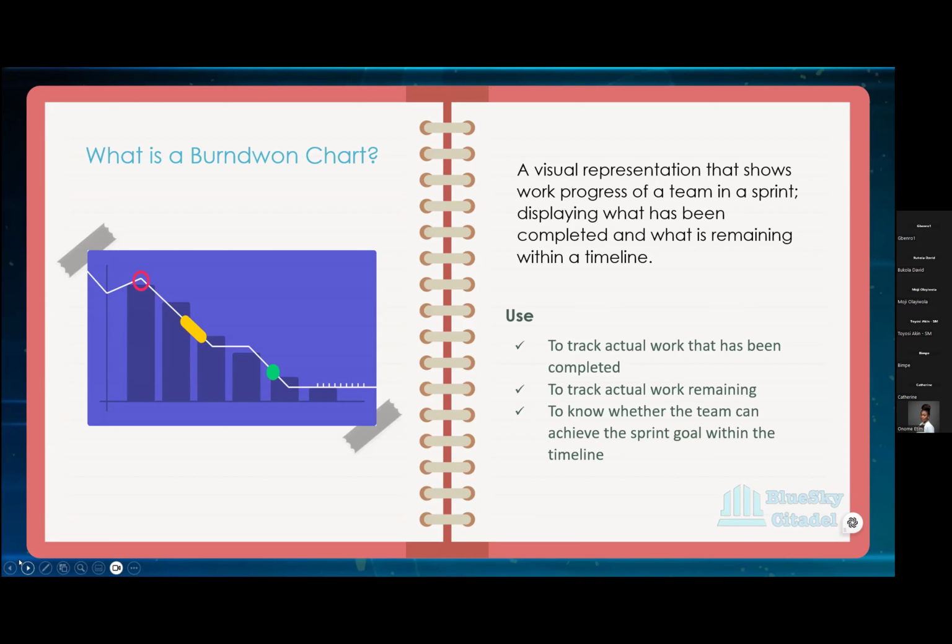So we use it to track actual work that has been completed. So you're looking at what has been completed. How many days do we have left? What is still remaining for us to work on? So it tracks what has been completed. It tracks the actual work that is remaining. And then it helps the team to know whether they can achieve the sprint goal within the timeline.